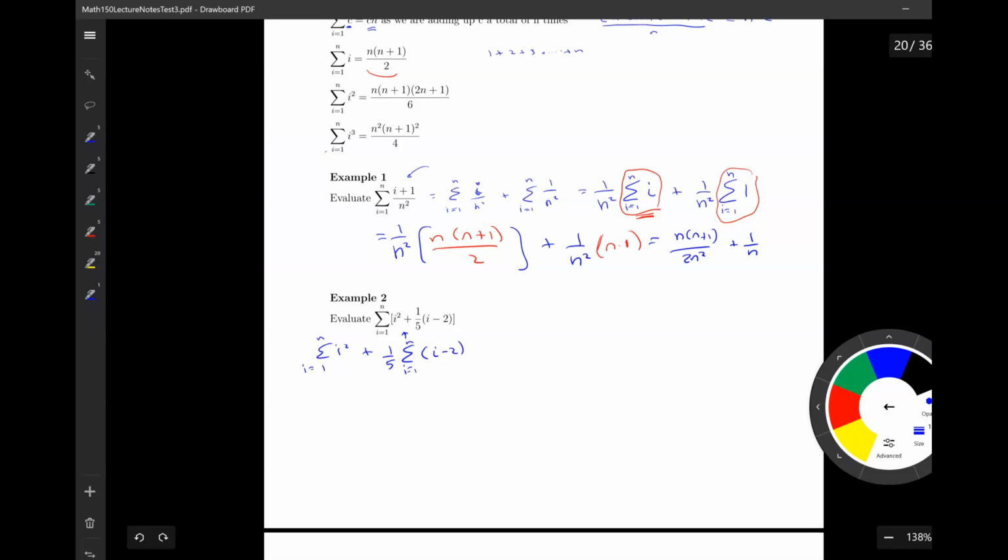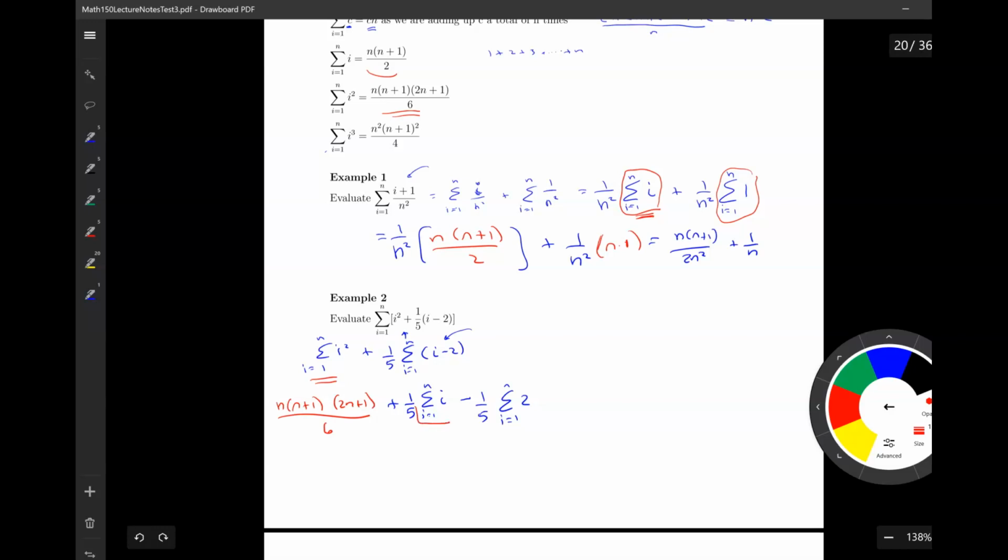All right, so I could go and substitute what this is right away. So this is this one up here, so n times n plus 1, 2n plus 1 all over 6, plus 1/5 times, and I'm going to need to separate this around the subtraction. So I'll have 1/5 times the summation of i minus 1/5 times the summation of 2.